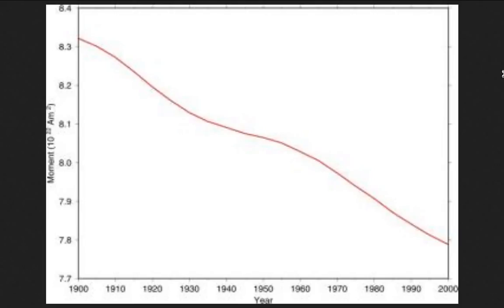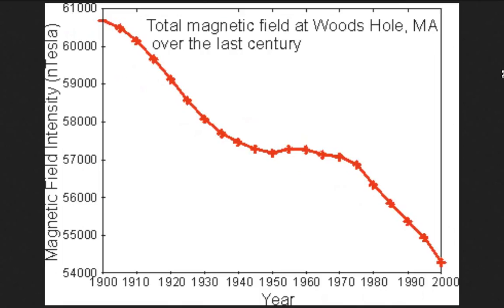This is the magnetic field of what? It's changing over what period of time from 8.3, let's call it, to 7.8. Okay, is that your 35% reduction? What about this one? This is a little bit more scintillating. 61,000 down to 54,000, from 1900 to 2000. So that's 100 years of variation with a stable period, we'll call it, at 57,000 from, we're going to call it, the 1940s through the 1970s.